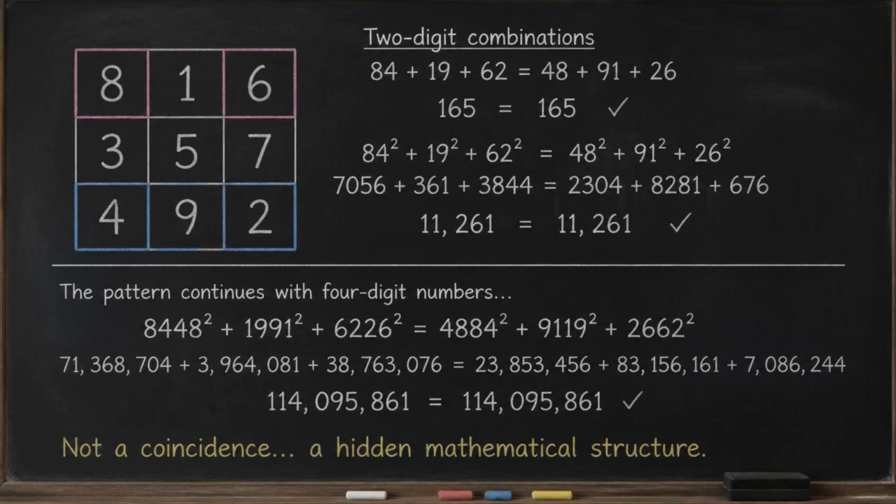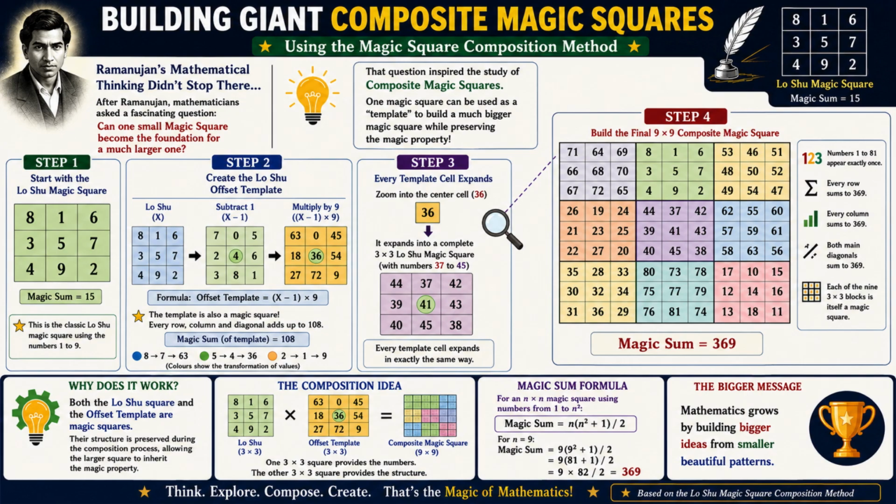One area that developed from this exploration is combined magic squares. The special idea behind them is a large magic square can contain smaller magic squares inside it. When we look at the complete square, it works as a magic square. At the same time, some smaller sections inside it can also follow magic square properties. In other words, the same mathematical idea can continue at different levels while maintaining balance.